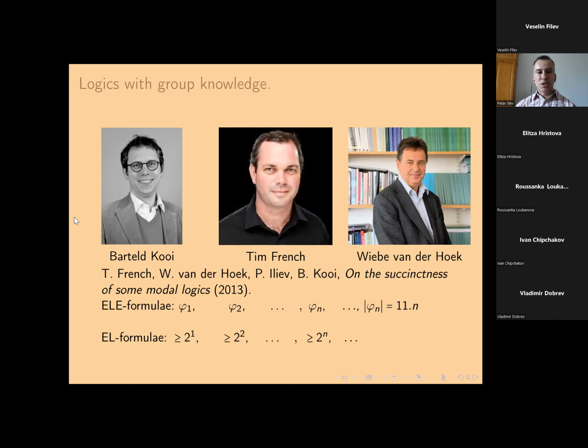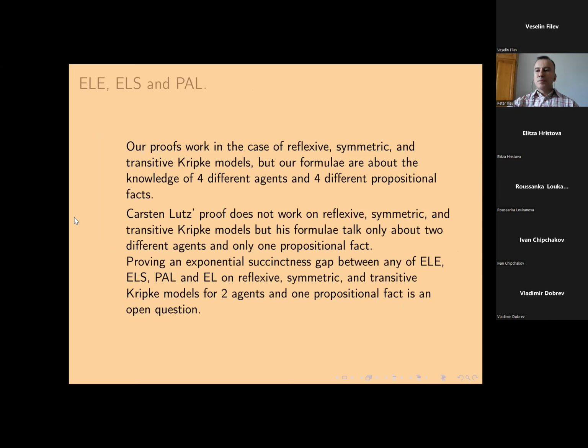Another result from the same paper is that you have an exponential succinctness result between epistemic logic with everybody knows and basic epistemic logic. And then you have the same thing between epistemic logic with somebody knows and, again, basic epistemic logic. Okay. So again, there is a catch. Our proofs work when we restrict our attention to properly epistemic models, that is, graphs that are reflexive, symmetric, and transitive. But to make our proofs work, our public announcement logic formulae have to talk about the knowledge of four different agents and four different propositional facts. Now, Carsten Lutz's proof does not work on reflexive, symmetric and transitive models, but his formulae talk only about the knowledge of two different agents and only one propositional fact.